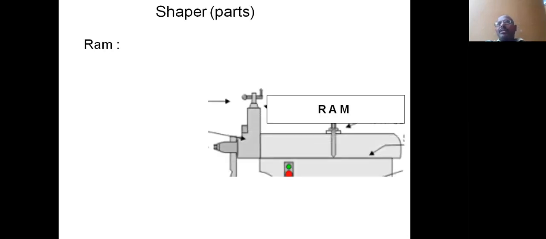So the next, third element is the ram. The third element is the ram. This particular element is called the ram. Don't get confused, as the ram is represented in a box.